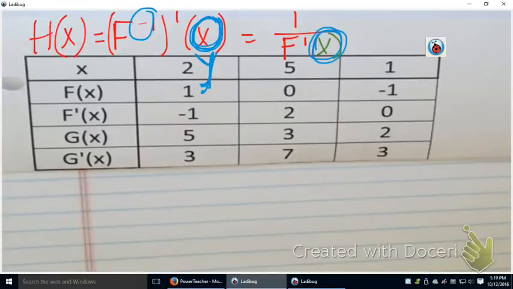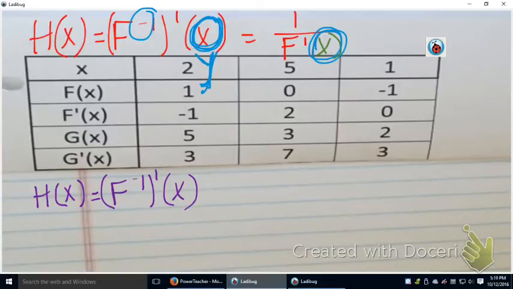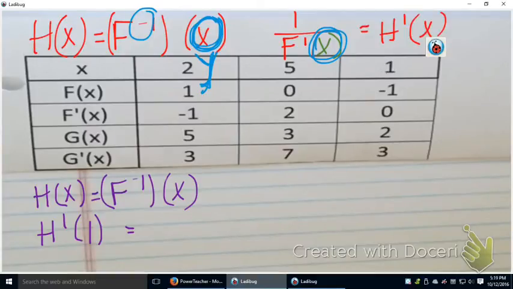So let's say that I had h of x equals f inverse prime of x, and I want to find h prime of 1. And actually I wrote this wrong. It should say f inverse of x, and this is the derivative of h. So I'm sorry I wrote that wrong, but that's how you find it.